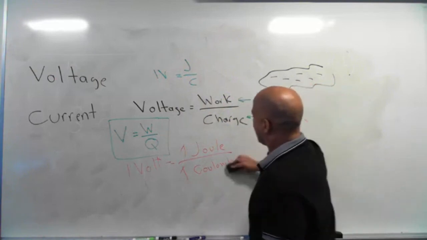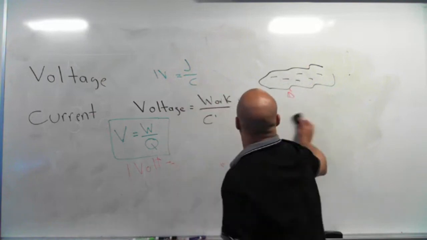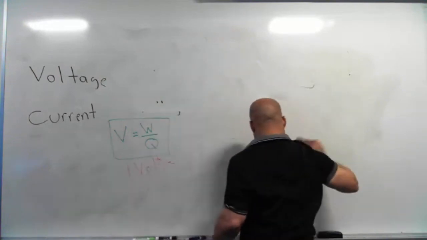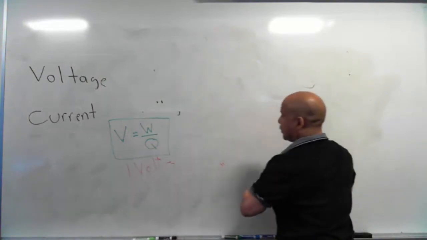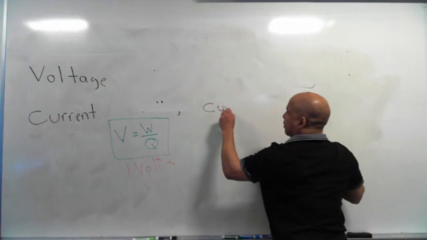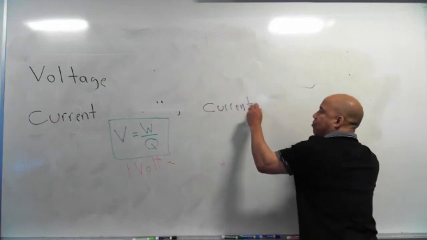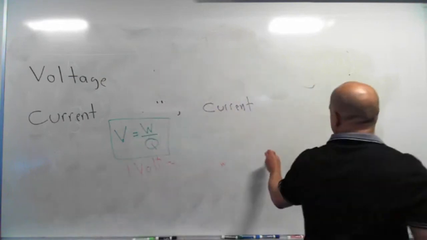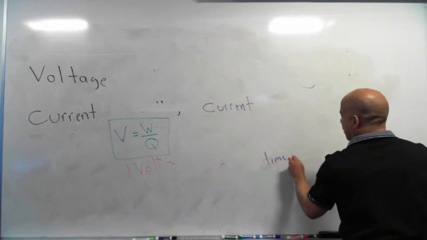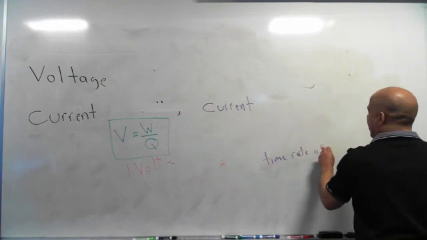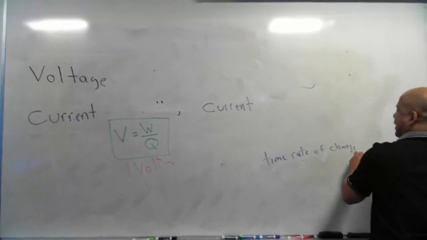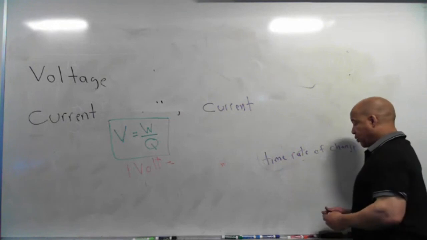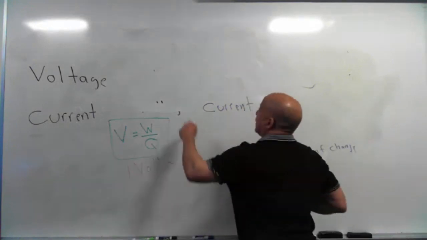All right, I accept that. And what about current? We said current is charge in motion. So how would you write that mathematically? Current is charge in motion. Well, when we talk about motion, we use something called a time rate of change. All that means is we have a fraction where the denominator of our fraction is time. One example of that would be velocity.